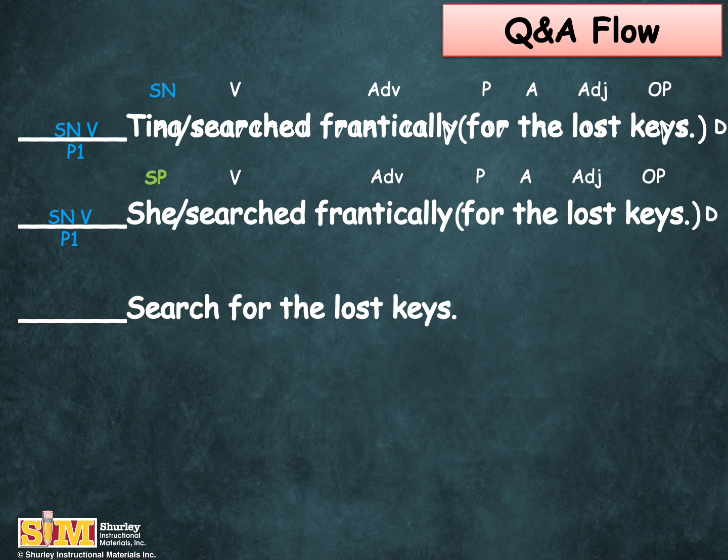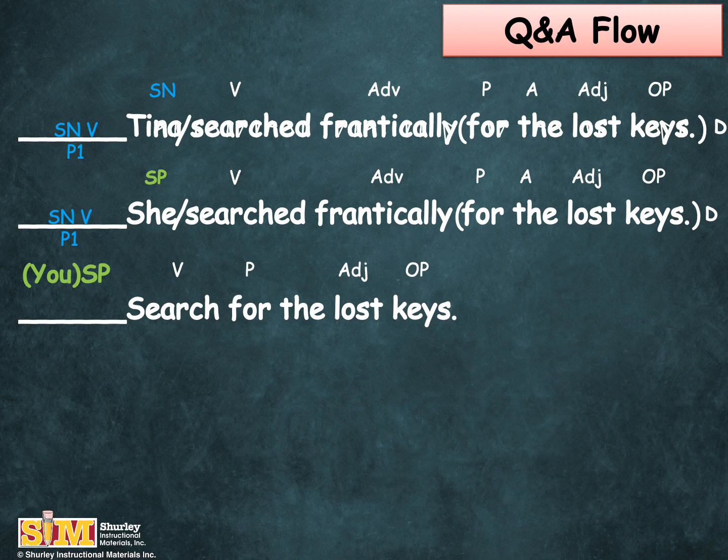All right, let's go back to the chalkboard and classify the entire sentence. Search for the lost keys. Who searched for the lost keys? You. Understood subject pronoun. What is being said about you? You search. Verb. For. Preposition. For what? Keys. Object of the preposition. What kind of keys? Lost.